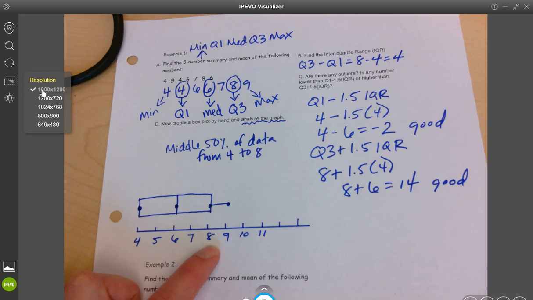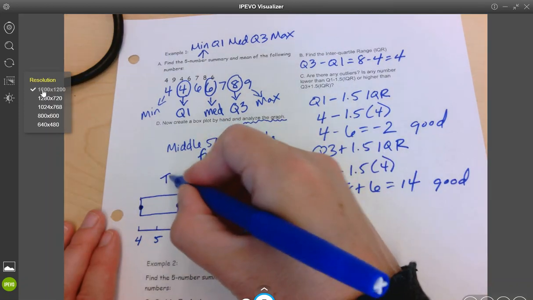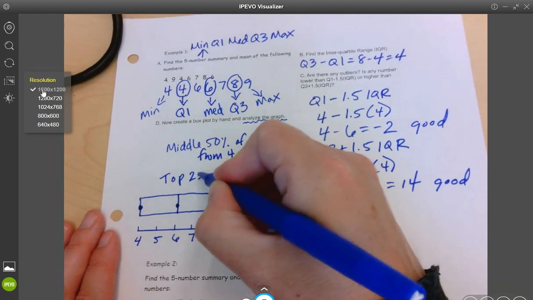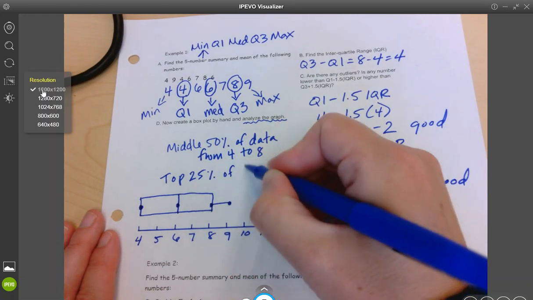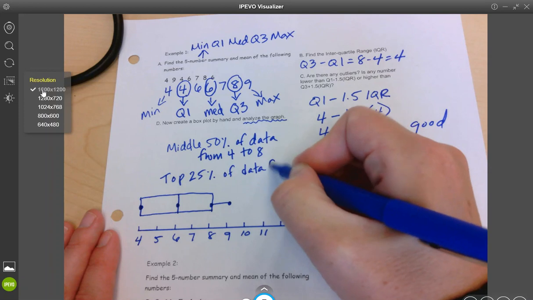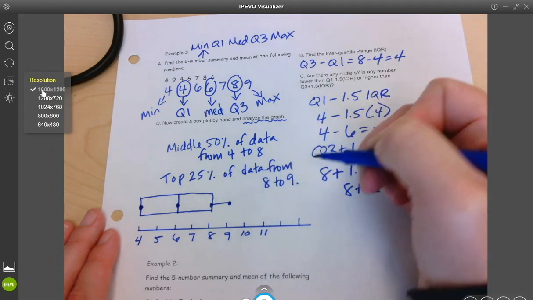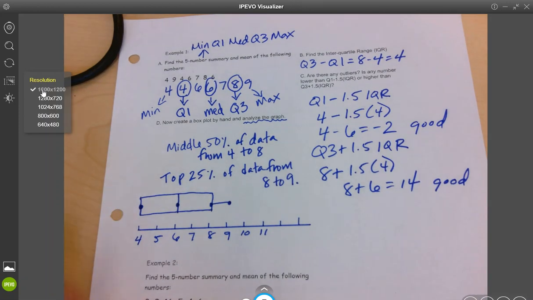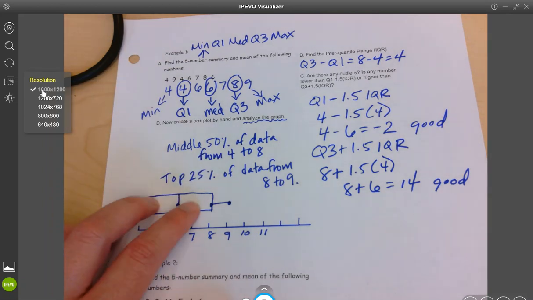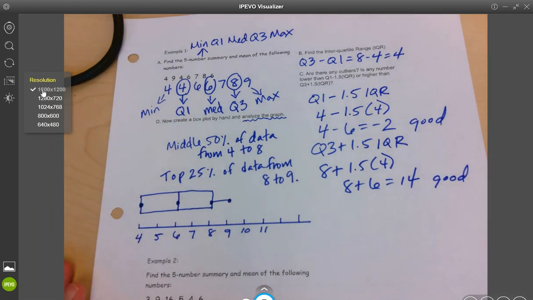And then the top 25% of the data are from 8 to 9. This is a weird graph because they're also saying 25% of the data is exactly at 4. Because this number is 7 data points and not 8, it doesn't work out exactly, like if you look at it, that it's going to land in 50%, but it is about right.